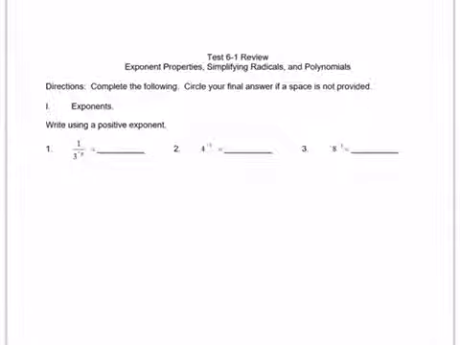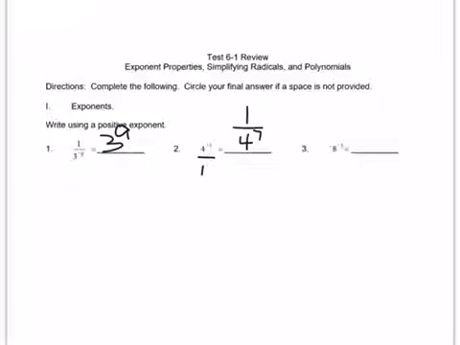Okay, so on number 1, here we have 1 over 3 to the negative 9. So it's negative in the denominator, so that means it's going to be positive in the numerator, so just 3 to the 9th. Number 2, we have 4 to the negative 7th. So that is in the numerator, so that means the negative exponent is going to flip it to the bottom. So this will be 1 over 4 to the 7th power.